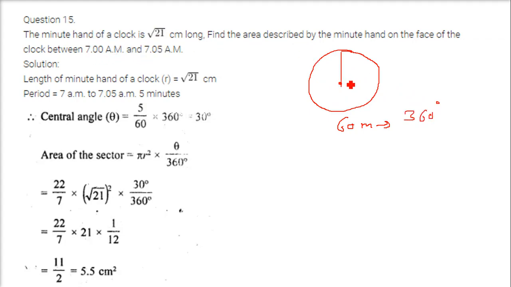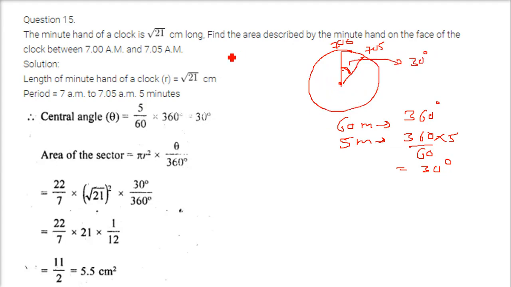Now this is 7 am to 7:05 am. This is 5 minutes. This is 7, this is 7:05. So in 5 minutes, how much angle it will cover? It will be 360 by 60 minutes for 1 minute. And just multiply it by 5 for 5 minutes. And this is going to come as 30 degree. So this is your 30 degree.